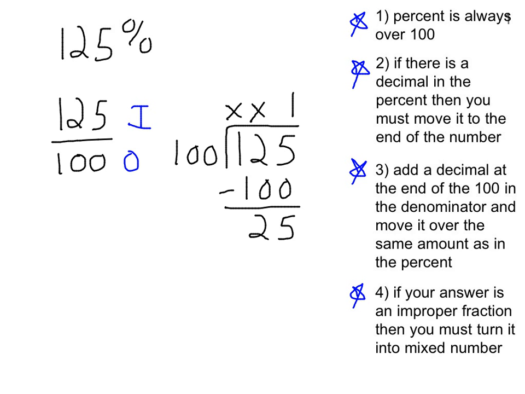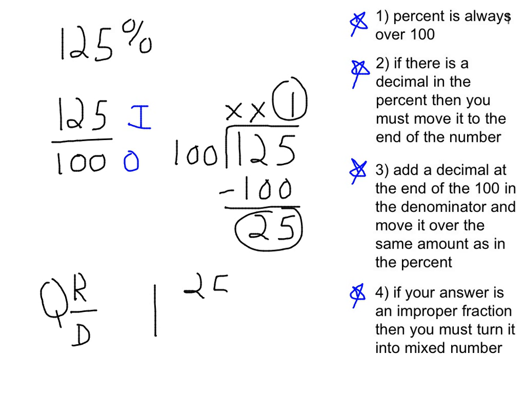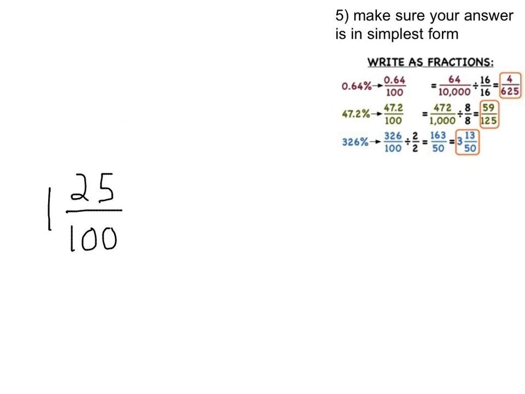Now to change this completely into a mixed number, we must do quotient remainder over divisor. And our quotient was 1, our remainder was 25, and our divisor is 100. So now we have an answer of 1 and 25 over 100. Now the last thing we need to do is make sure our answer is in simplest form. And to do that, we're going to divide both numbers by 25.